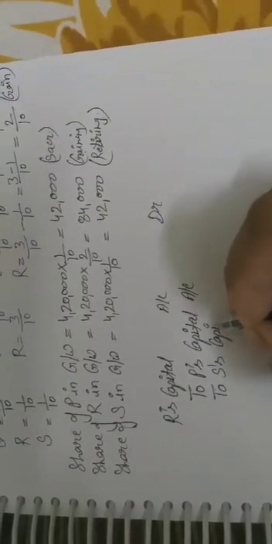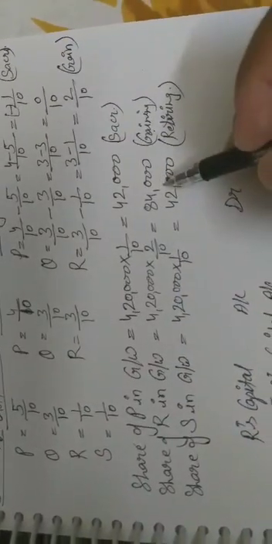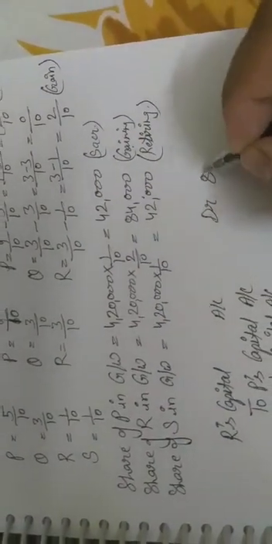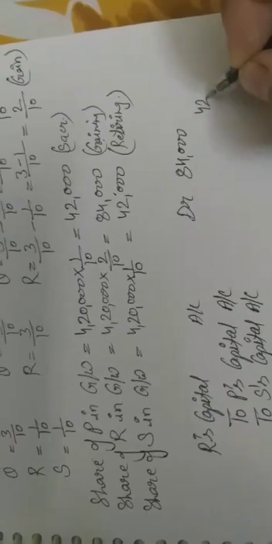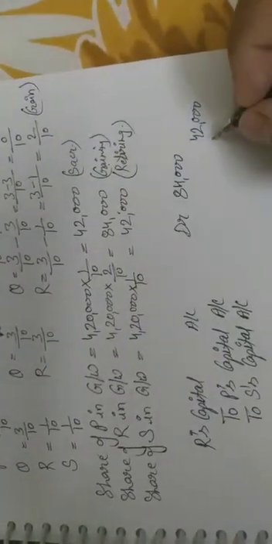So S's capital account. The share of R is 84,000 in goodwill, so 84,000, and the share of P is 42,000, and S's share is also 42,000. This is the journal entry for the treatment of the goodwill.